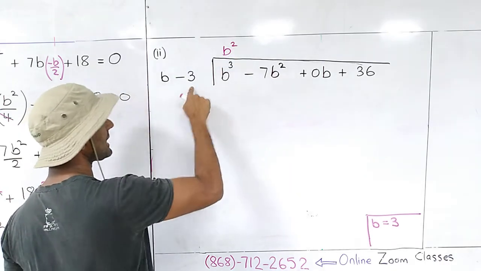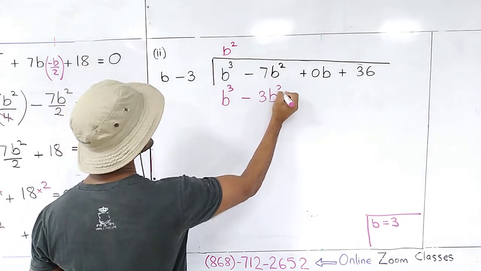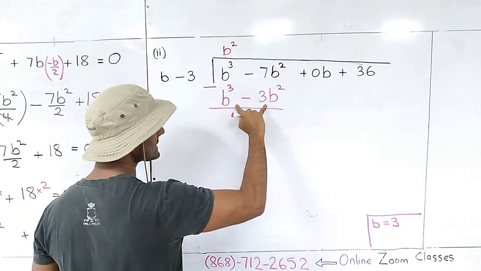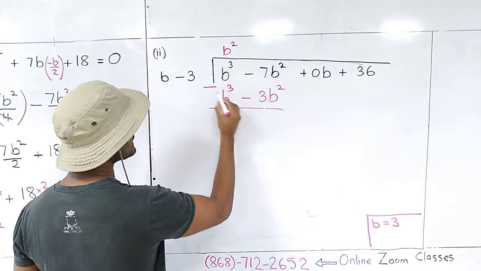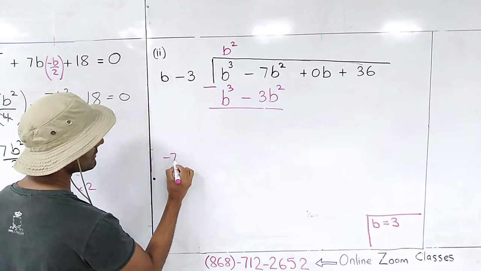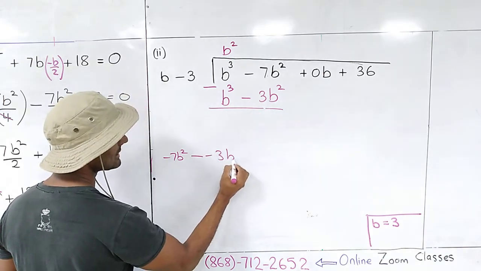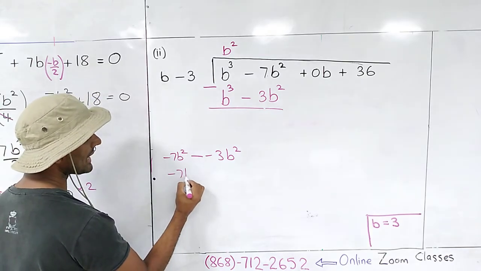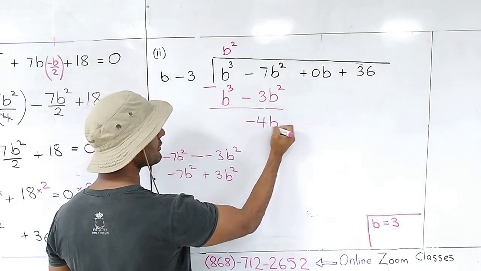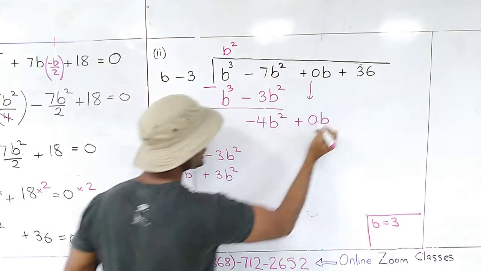What you get here, you multiply by both of them. So you get b cubed minus 3b squared. What you need to do is minus everything: minus this, this from this. b cubed minus b cubed is 0. You're always supposed to get 0 here. And here you have minus 7b squared minus 3b squared. So you see how 2 minuses come together? So you get minus 7b squared plus 3b squared, giving you minus 4b squared. Then the 0b drops down to join the party.